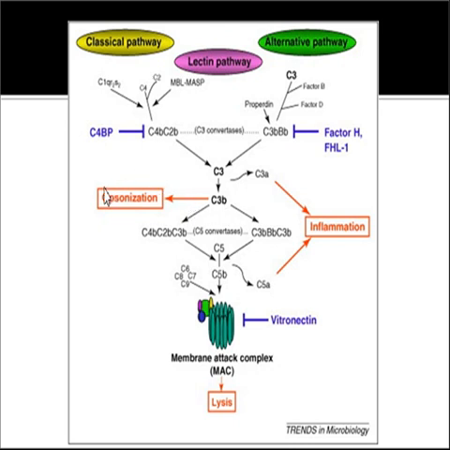That is, C3b is involved in opsonization, C3a and C5a are involved in inflammation, and C5b is the major player in the formation of the membrane attack complex leading to lysis. So with this we come to the end of the second line of defense. Thank you.